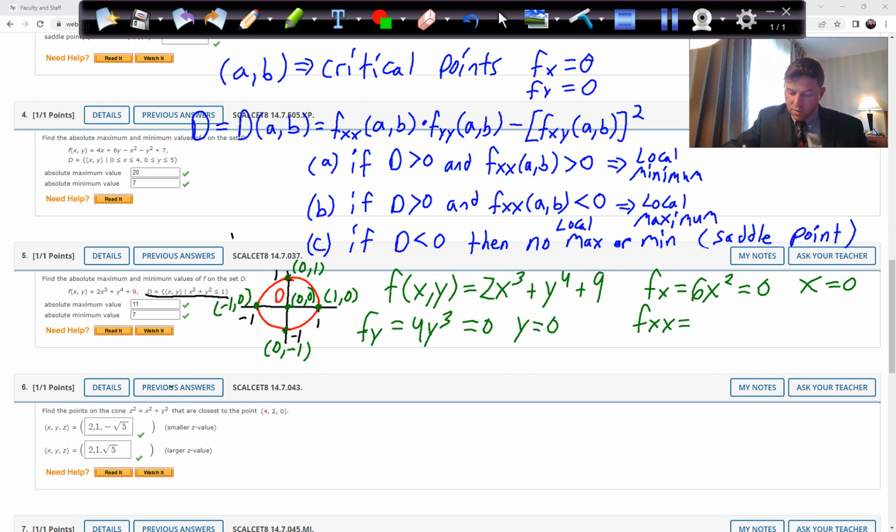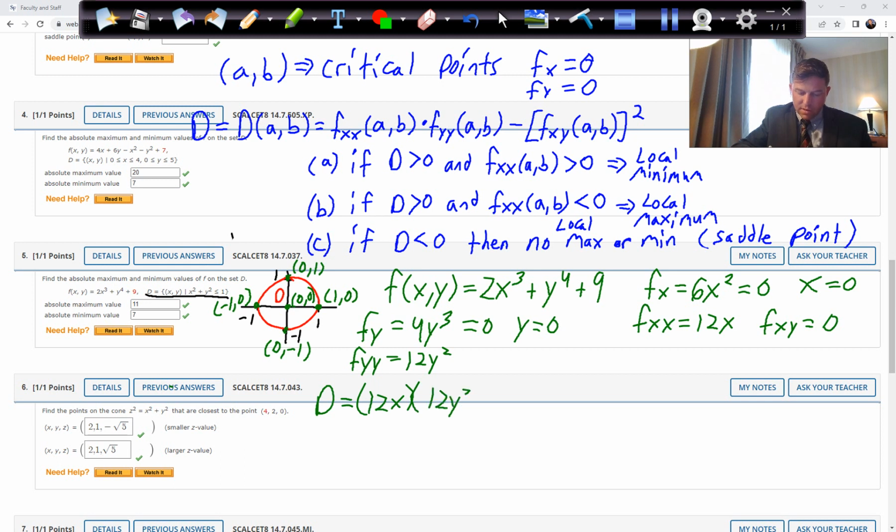Okay, then we find the other things. fxx would be 12x. fxy would be 0. fyy would be 12y squared. Therefore, D is equal to fxx, which is 12x, times fyy, which is 12y squared, minus fxy squared, which would be 0 squared. This is going to equal, make sure I don't make a mistake, 144xy squared.